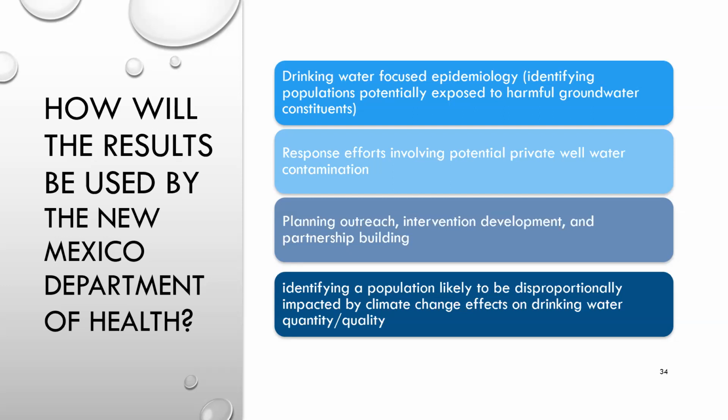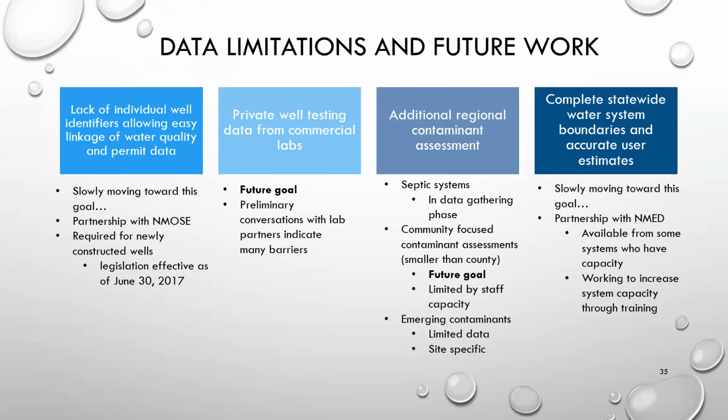And it is helping to identify a population likely to be disproportionately impacted, for example, by climate change effects on drinking water. So I've mentioned some of these going along, but what are some of the data limitations and what are the steps we're going to take in the future?